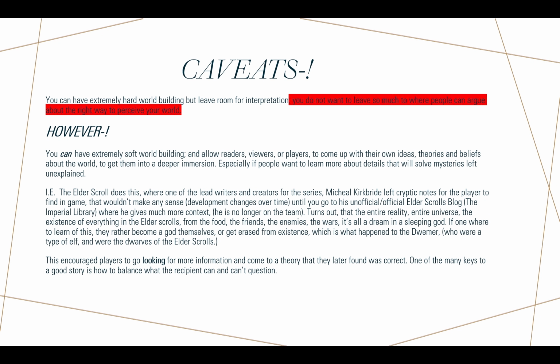Anyways. So, you have to encourage players to go looking for more information and come to a theory that they later found was correct, that the dwarves achieved absolute zero sum. And one of the many keys to a good story is how to balance what the recipient can and can't question. And that's something that you have to do. I can't teach you how to do that. That's something you have to do with practice. So that's something you'll have to do on your own.